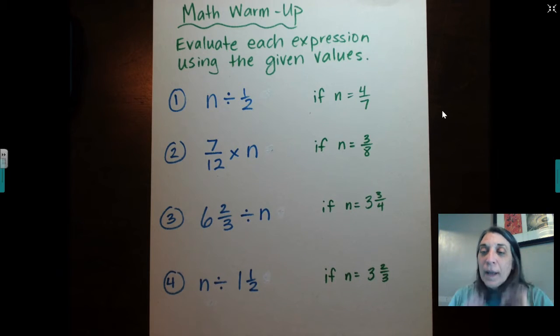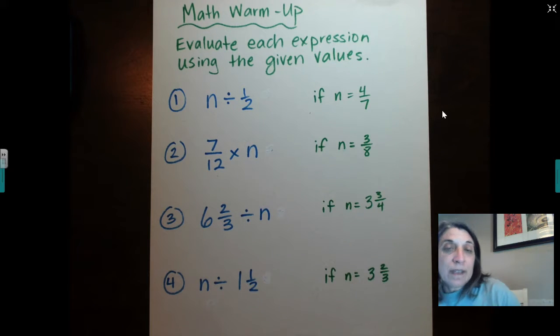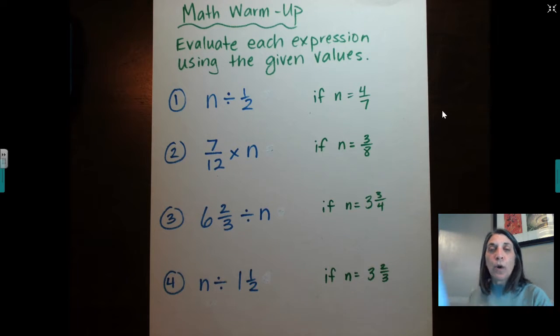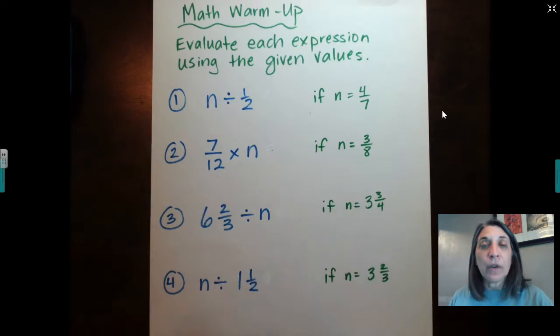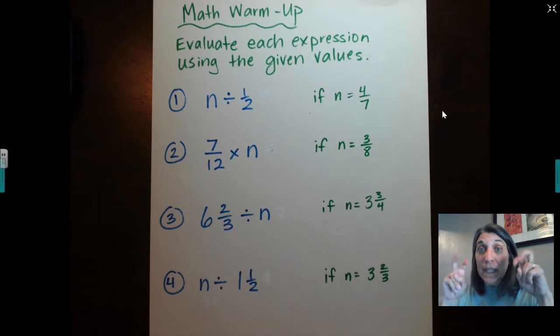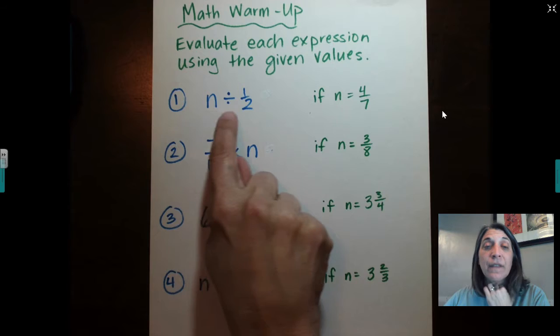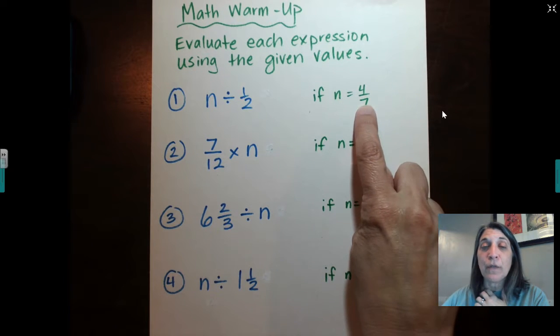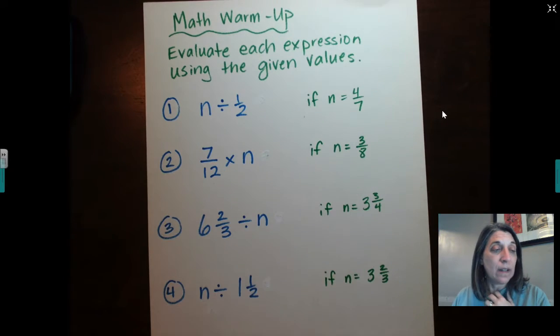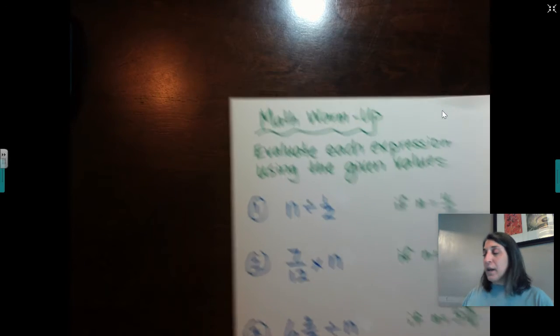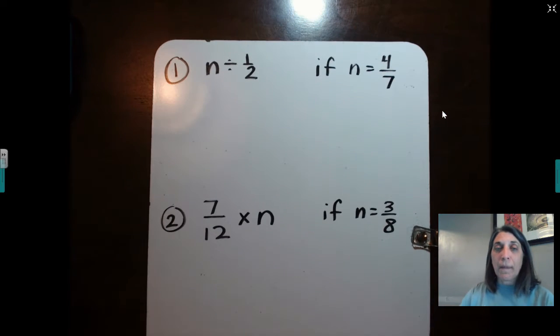Okay, so anyway, I put these on whiteboard. Hopefully you remembered that when you're evaluating an expression, you're trying to come up with the answer, the solution to it, if they tell you what n is. So for n divided by 1/2, you just had to substitute 4/7 in for n, right? I went ahead and wrote them on here so I could work them out for you guys.